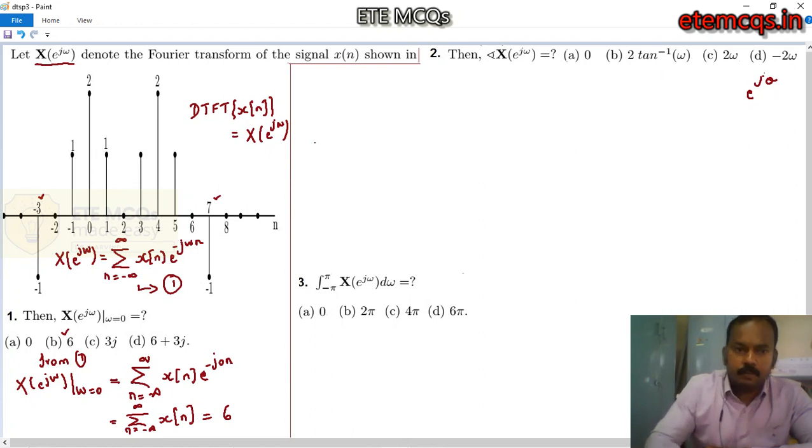And again from 1 we are supposed to find the discrete time Fourier transform.